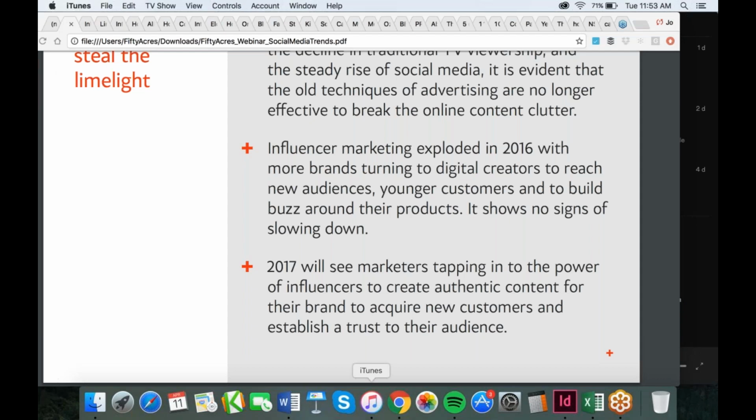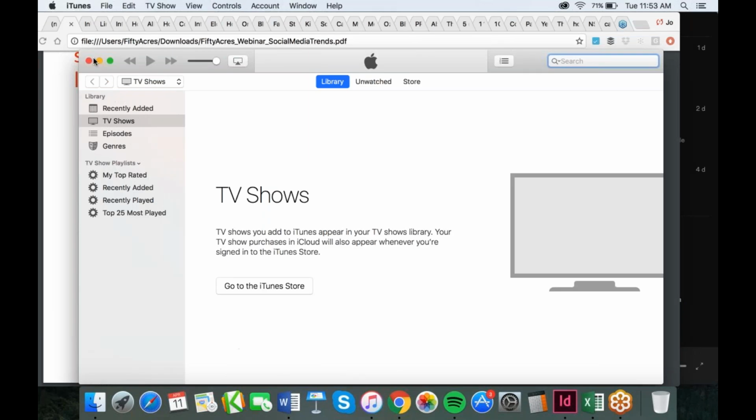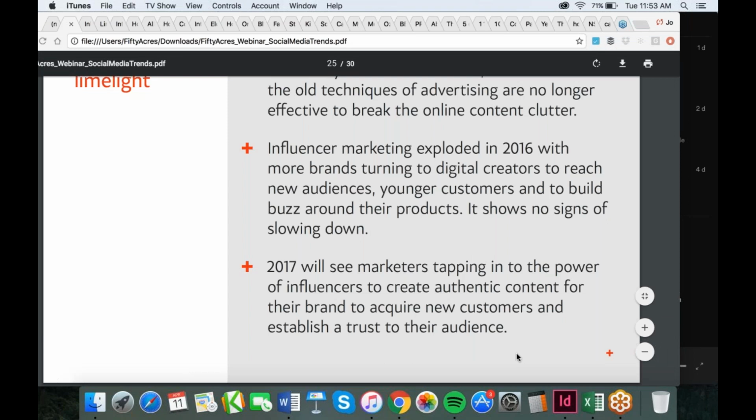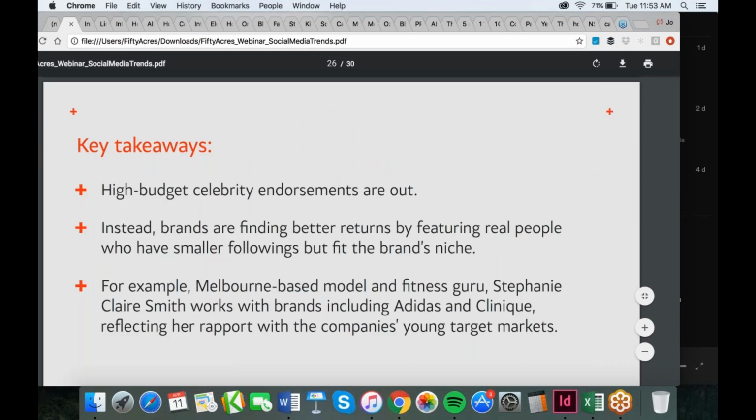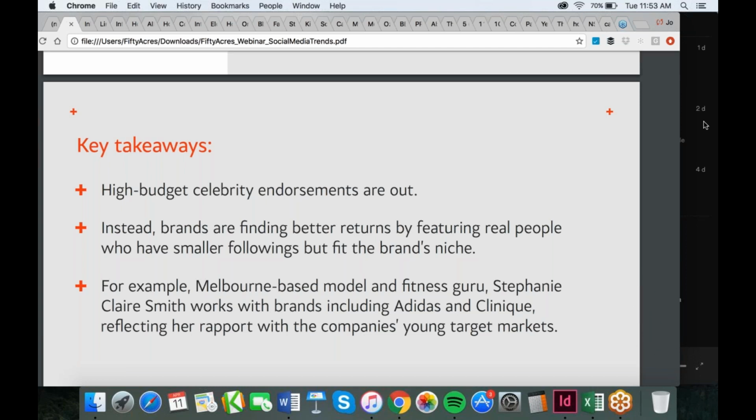So what are the key takeouts there? High budget celebrity endorsements are out, which is a good thing, isn't it? They cost a lot of money and they're hard to find. Instead, brands are finding better returns by featuring real people, actually people like us, who have smaller followings but fit the brand's niche.